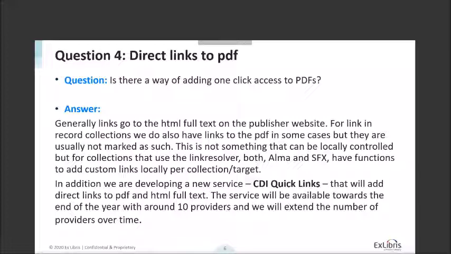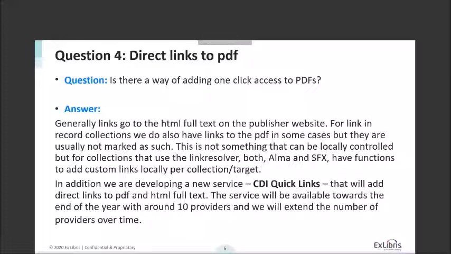In addition, we are developing a new service, CDI Quick Links, that will add direct links to PDF and HTML full text to the result list and also to the full view of a record. This service will be available towards the end of the year. We're planning to have it first released with around 10 providers. Obviously, the linking syntax is created by provider, so we are not adding every provider at the beginning. We really have to do this provider by provider. But we're planning to have at least 10 when we release it, and then we will extend the number of providers over time.